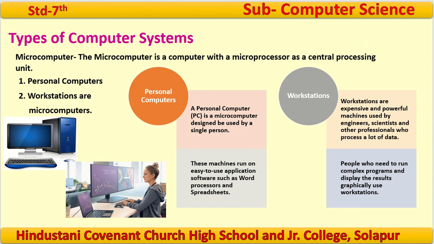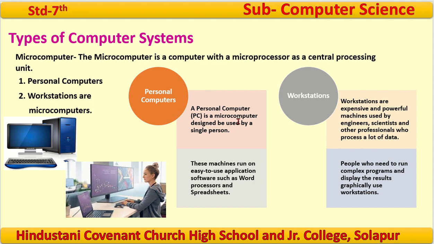Next part, types of computer system. There are different types of computer system. Microcomputer. A microcomputer is a computer with a microprocessor as its central processing unit. Okay, can you see a microcomputer? Microcomputers are broken down into two: personal computers and workstations.